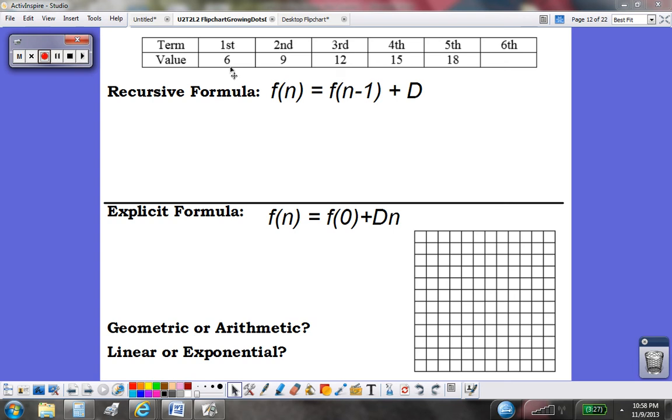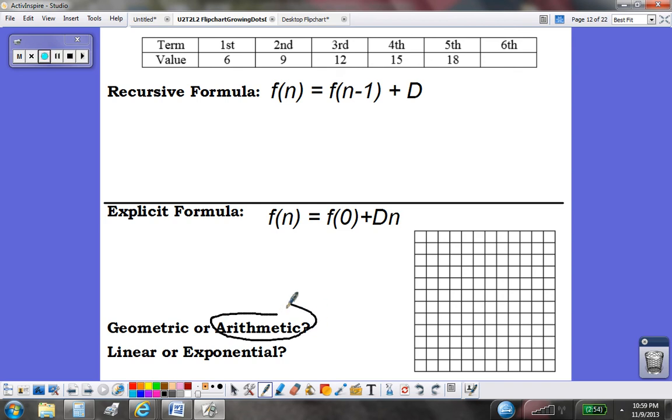So the first thing I have to do is look at my numbers here and figure out whether I'm going to be using the recursive formula for the arithmetic sequence or the geometric sequence. So I've got 6, 9, 12, 15, 18, so it's obviously increasing by 3 each time. We have what's called the common difference, the plus 3. So therefore, I know this is going to be an arithmetic sequence.